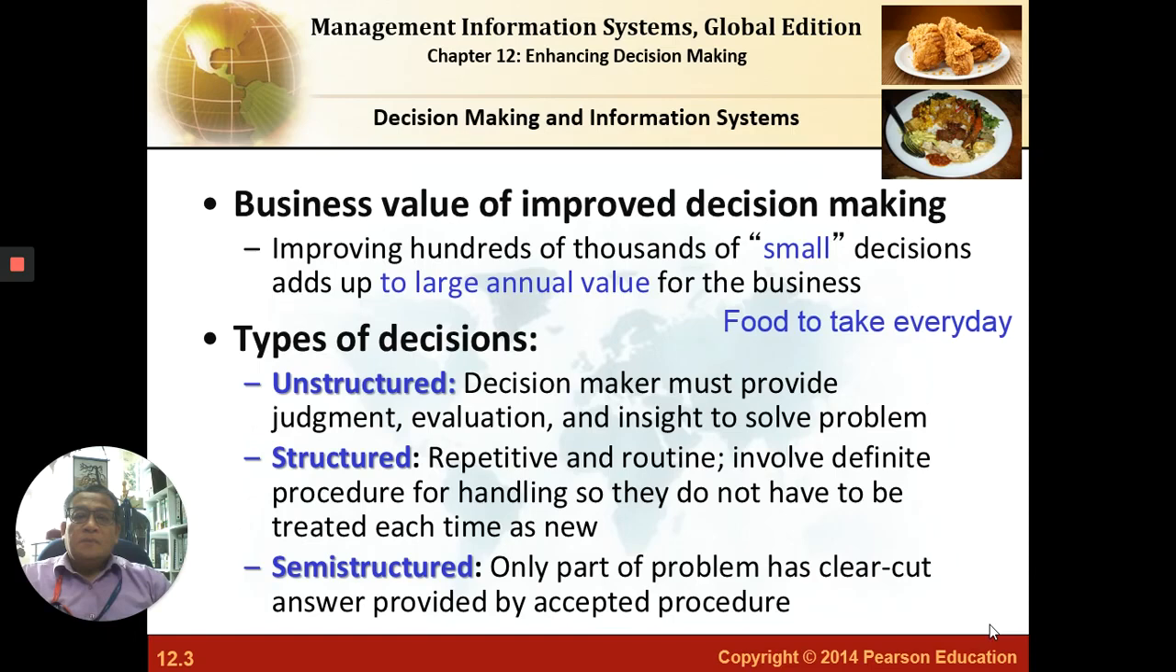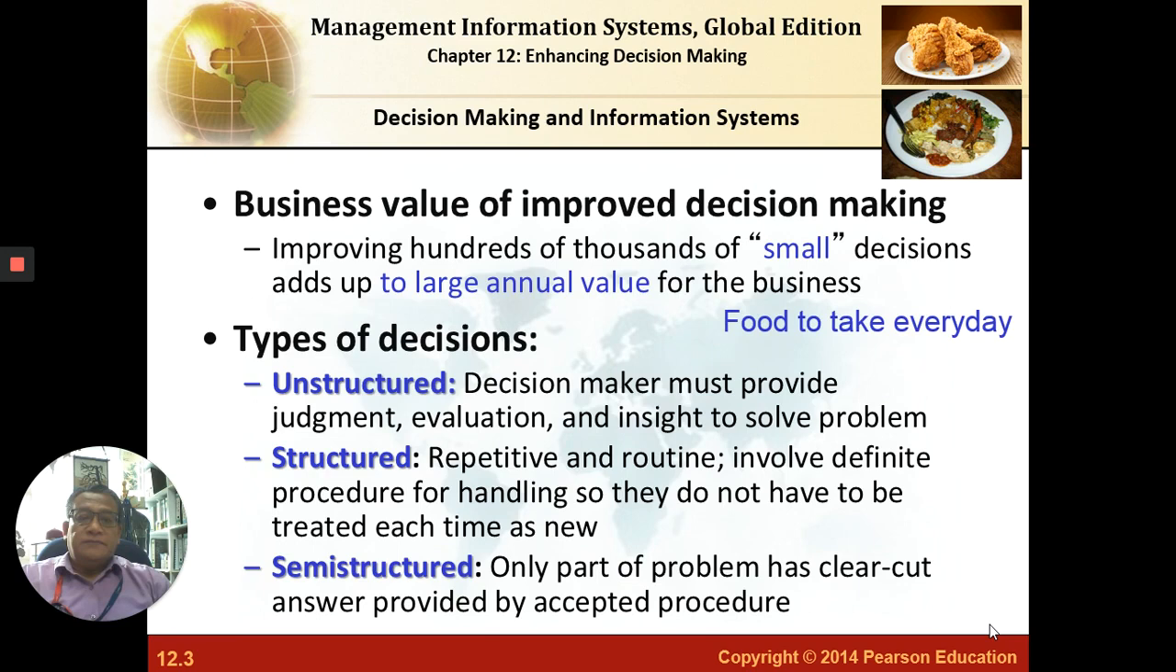Okay, decision making and information systems. This is basically to increase the value of your decisions, because almost every day you make small decisions. For example, what time you have to wake up, what kind of transportation you want to take to class, what kind of shoes or clothing you would like to wear. In other words, small decisions will add up to a large decision, resulting in large value.